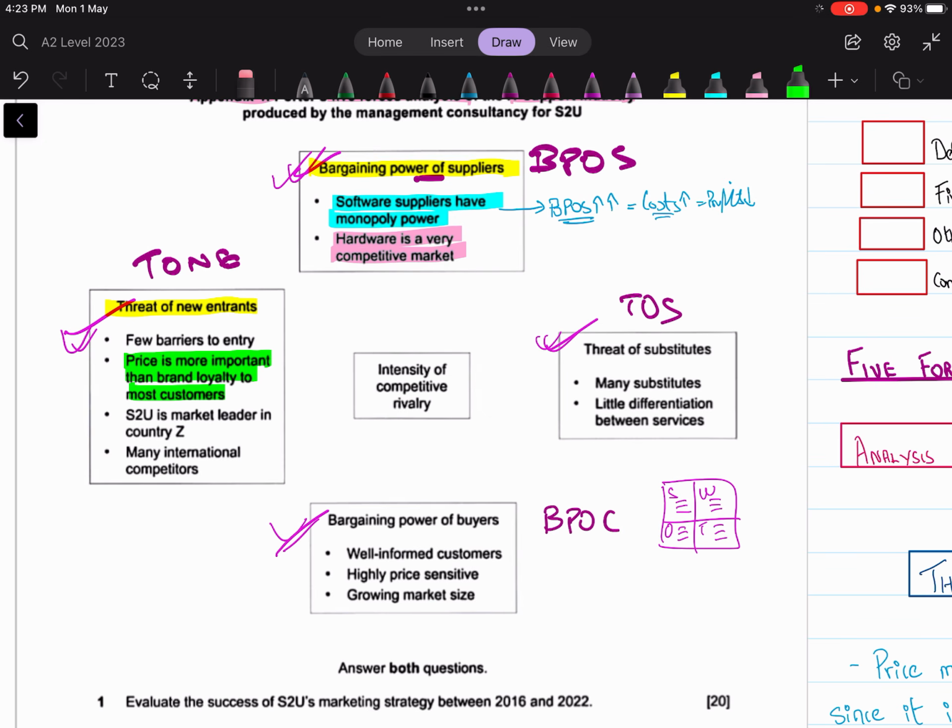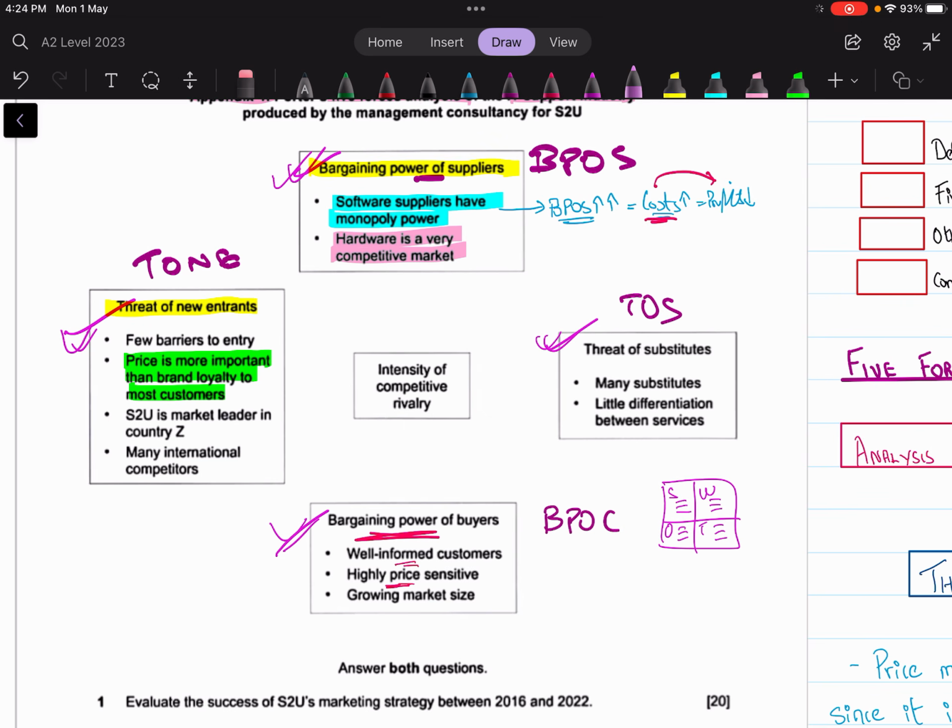So it may not be possible for you to just transfer the burden of your increased cost onto consumers in the form of higher selling prices, because the market is very competitive and your consumers are well informed and highly price sensitive as well, indicated by the bargaining power of buyers as well. But on the other hand, there is good news for you.